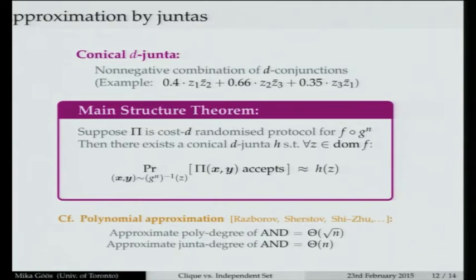And this is a nice example illustrating that conical juntas are really a weaker object.